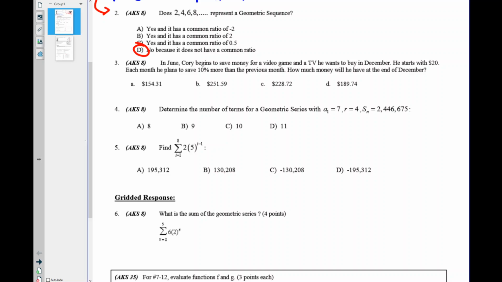So in June, Corey begins to save money for a video game and a TV. Wow. All right, and he wants to buy that in December. Now that could be a little bit tricky because you're like, oh man, is he okay? Well, he's gonna buy it in December, right? So we're not gonna count December. But if you keep on reading, it says he starts with $20. Each month he plans to save 10% more. That's what makes it geometric. Anytime you're increasing or decreasing by a percent, that's what makes it exponential, which makes it geometric. So he's gonna save 10% more every month. And how much money will he have at the end of December?